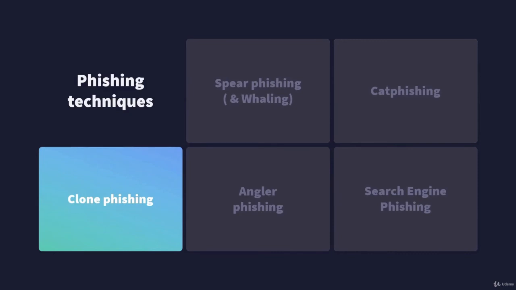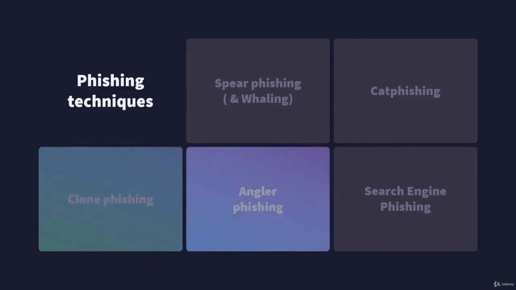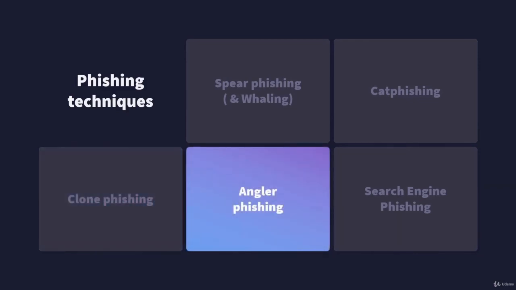It may claim to be a resend or just an updated version of the original email. Usually this type of phishing requires that either the sender or the recipient was previously hacked so that the malicious third party can obtain the original version of the email. After clone phishing, we'll talk about angler phishing.